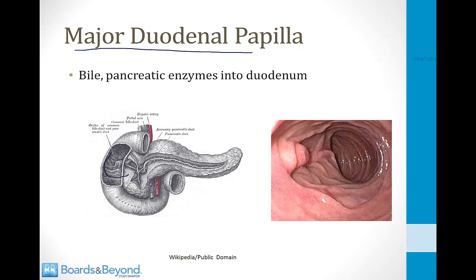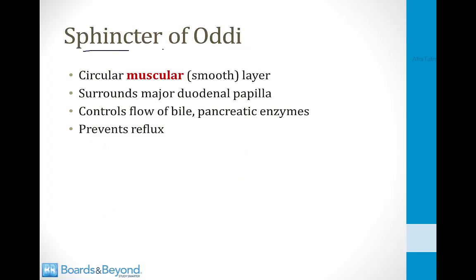The major duodenal papilla is that hole that the ampulla of Vater empties into the duodenum. You can see it on this picture here. It's a little bump in the wall of the duodenum. You can also see it when you do an endoscopy and put a camera into a patient's small intestine. The sphincter of Oddi is a circular muscular layer. It's smooth muscle that surrounds the major duodenal papilla, and it controls the flow of bile and pancreatic enzymes.